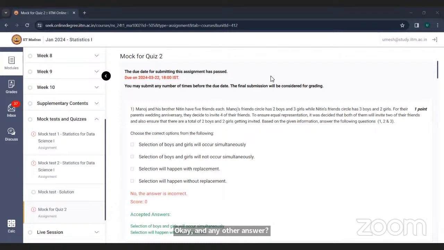So selection events can actually happen simultaneously without affecting the other selections. Okay. Yeah, one by one.